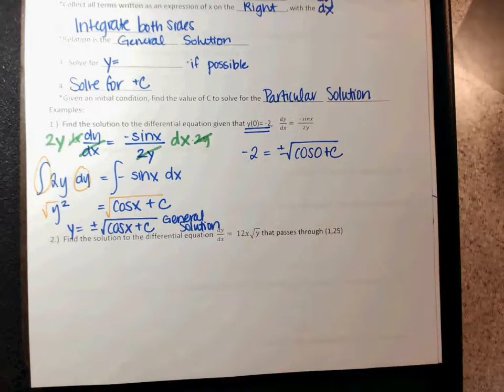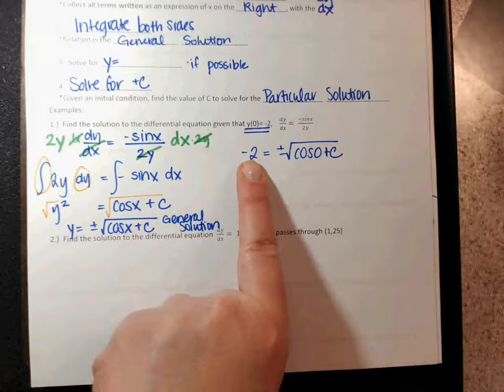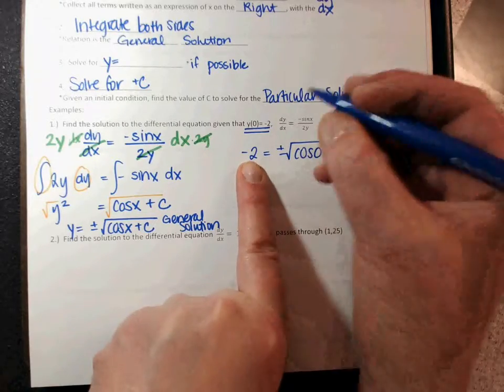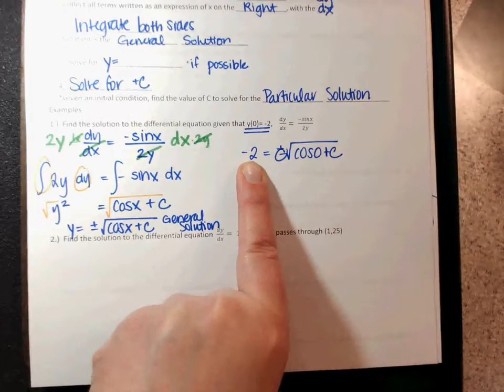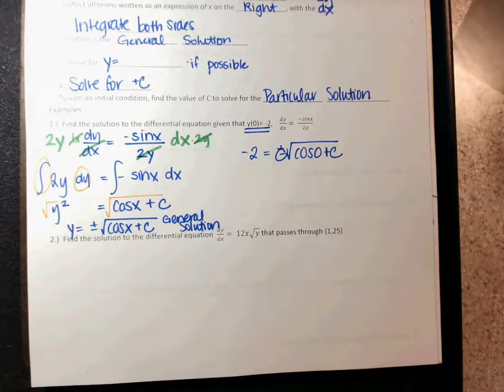Now, this is very important. Your general solution is a plus or a minus. Your particular solution, you have to pick one of those. So if my y value is negative 2, which one am I going to pick, on the outside, the positive or the negative? You're going to have to choose the negative. You can't keep both. You have to pick one because it's particular.